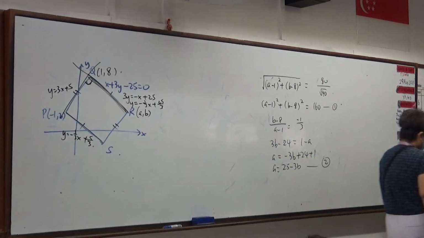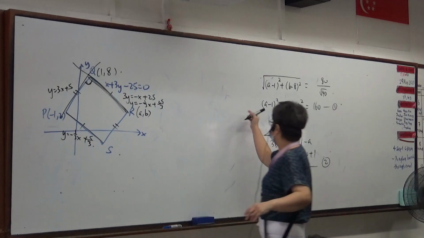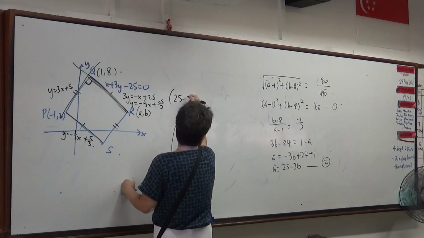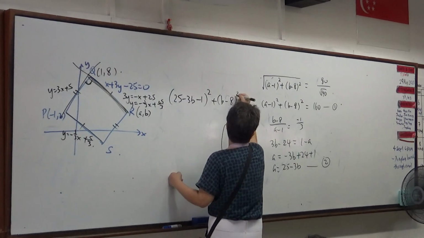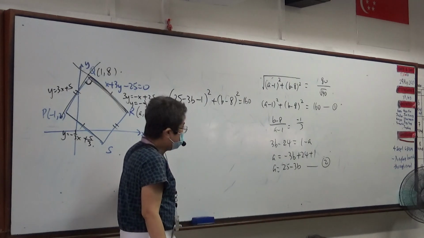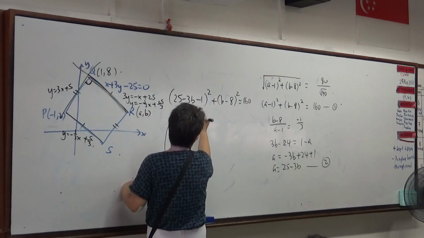So, what do I have after that? I substitute into a: (25 minus 3b minus 1) squared plus (b minus 8) squared is 160. Am I right? Alright, I substitute 2 into 1. This one will give me what? 24 minus 3b, right?